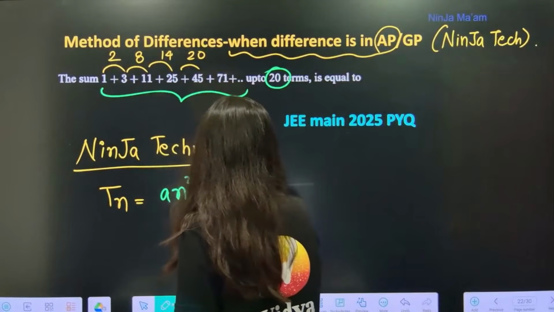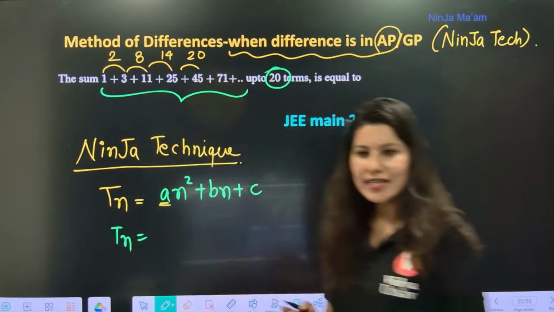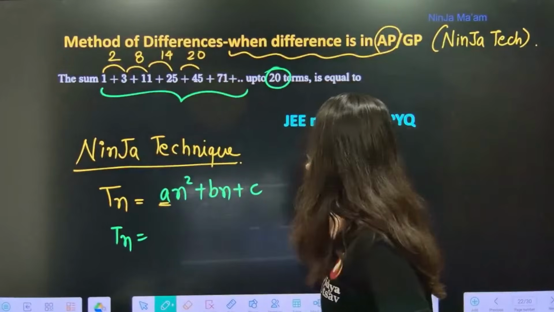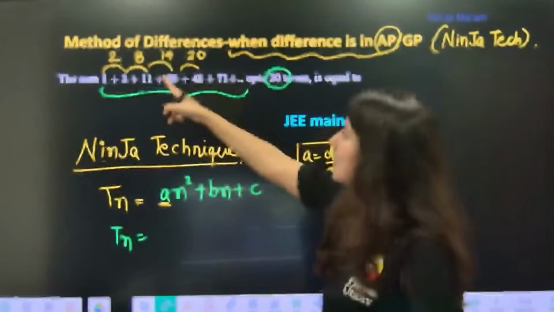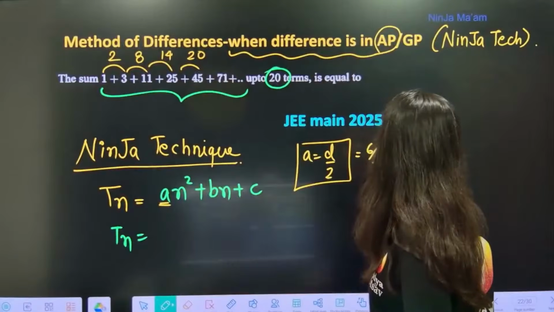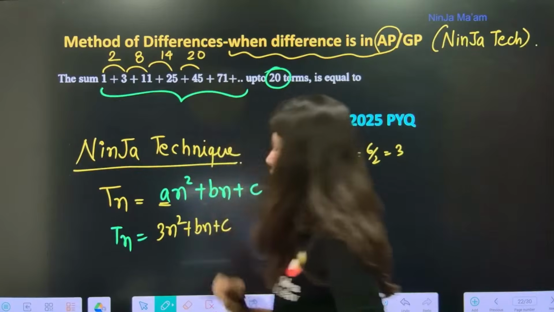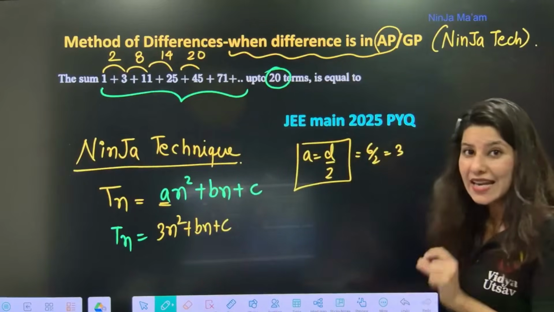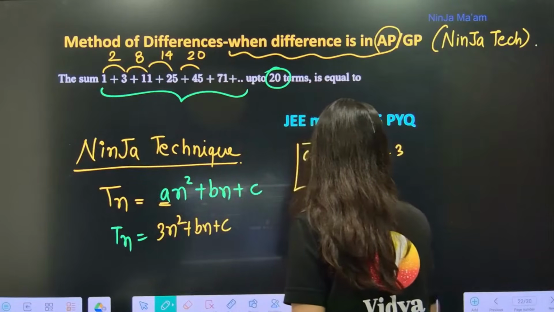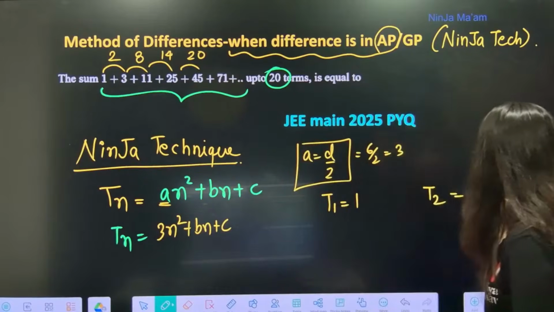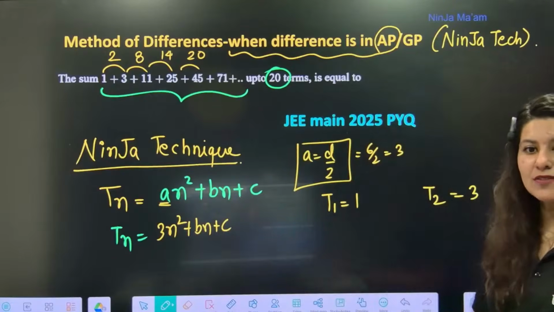Okay. Now, this first thing, this a, you can easily get. a is nothing but the common difference of the series divided by 2. Common difference, ma'am, 6. So a will be 6 by 2, which is 3. So ma'am, you got 3n square plus bn plus c. Now you just have to figure out b and c. How will you do that? Tell me the first term. First term, ma'am, t1 is equal to 1 and t2 is equal to 3. So use these two equations to get the values of b and c. So Tn calculation will be much easier for you.